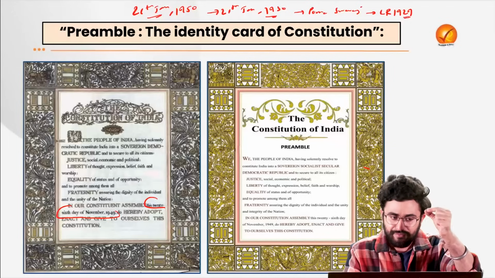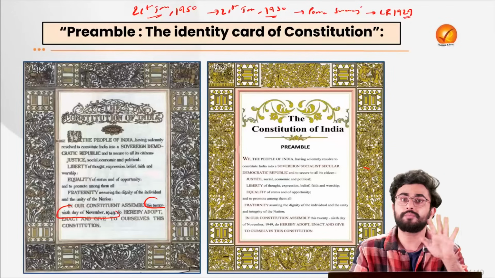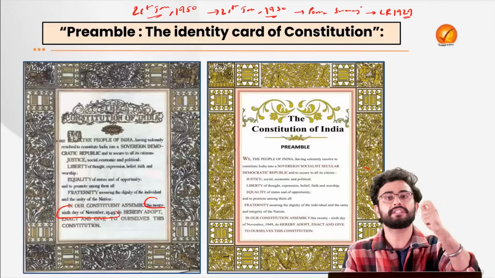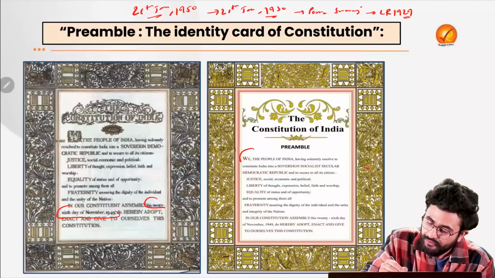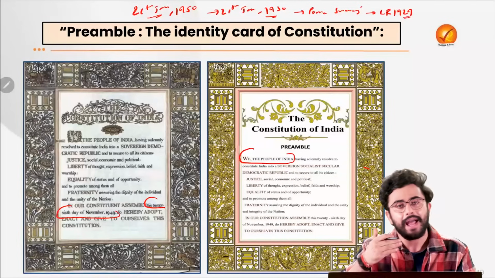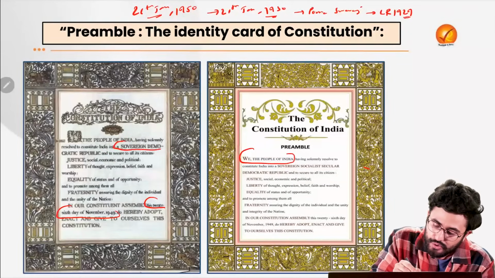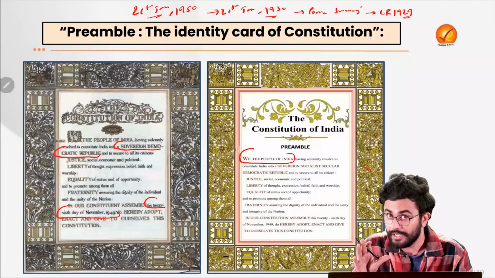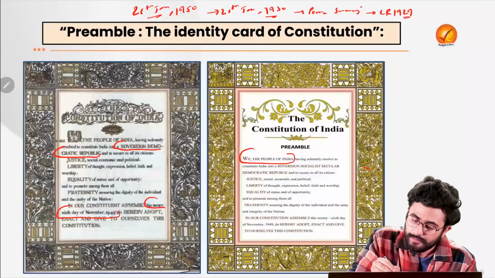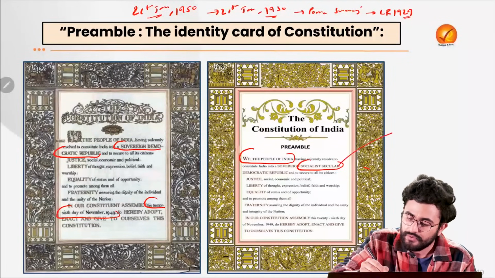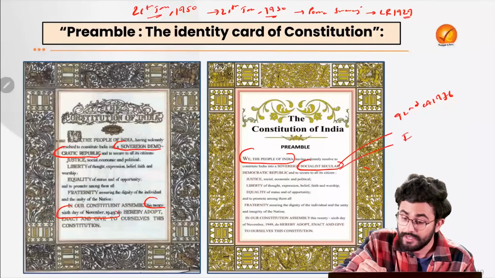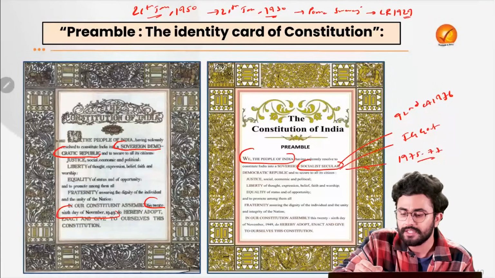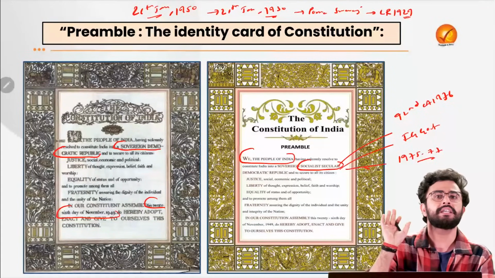Now remember that when this preamble was adopted, it also stated that the constitution as a whole derives its authority from We, the People of India. And it defined its nature as a sovereign democratic republic. Thus it did not include terms like socialist and secular, which were added through the 42nd Constitutional Amendment Act of 1976 by the Indira Gandhi government during the imposition of the Emergency, from 1975 to 77.